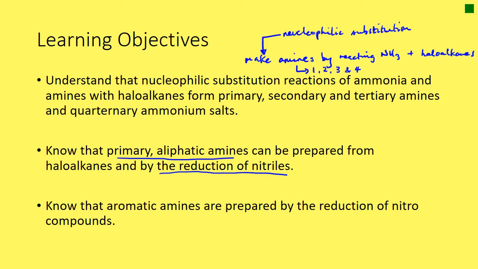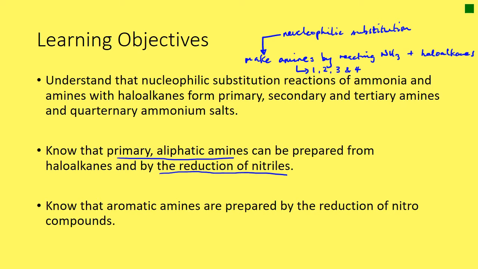Okay, so this one's quite a simple learning objective. We want to know that primary aliphatic amines, those amines with a long chain of carbons rather than a circle of carbons, can also be prepared from haloalkanes, which is what we've done in the first learning objective, but also by the reduction of nitriles. So the second learning objective is mainly about the reduction of nitriles to make primary aliphatic amines.